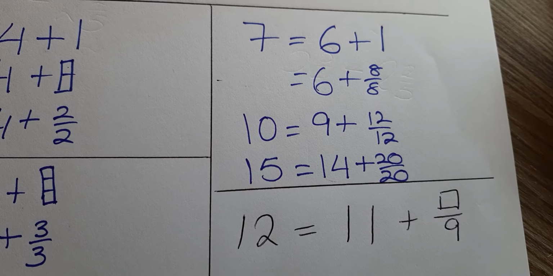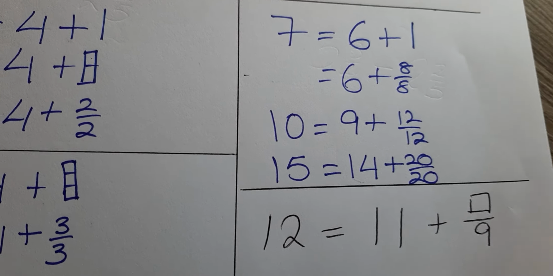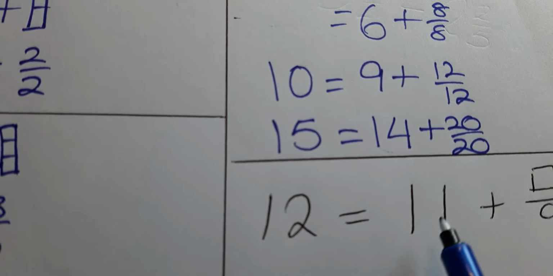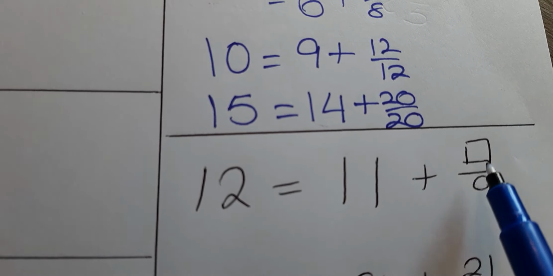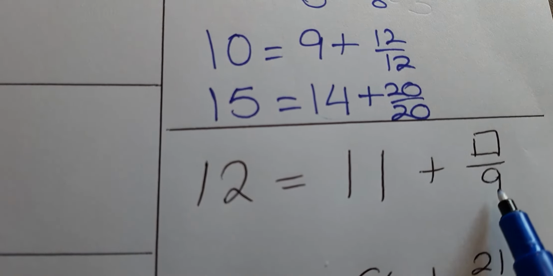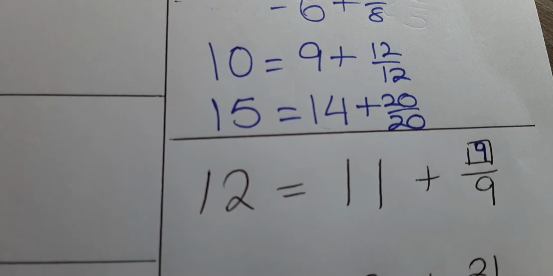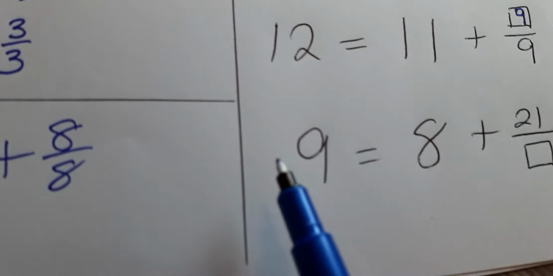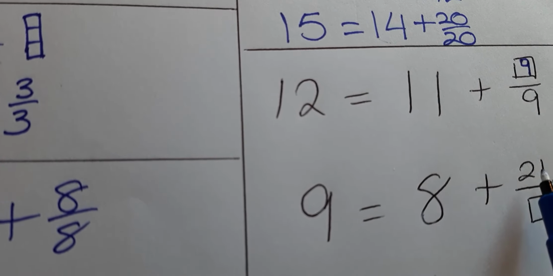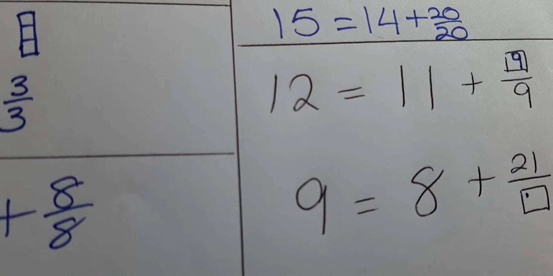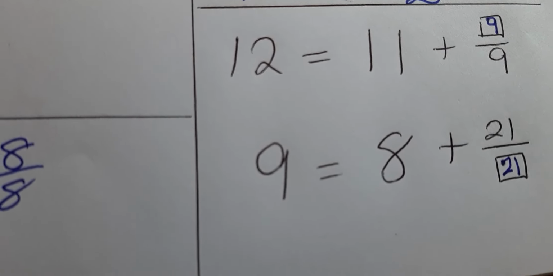Okay, so once we've understood that, we can then go to the next stage of saying 12 equals 11. If I wanted ninths, then I would have to put what on the top? 11 plus 1. How many ninths make 1? 9 ninths. Okay. If I had a 9, I know that's equal to 8 plus 1. 1 is 21 21sts. So just make sure the top is the same as the bottom. Yes, the numerator and denominator are the same because that means 1.